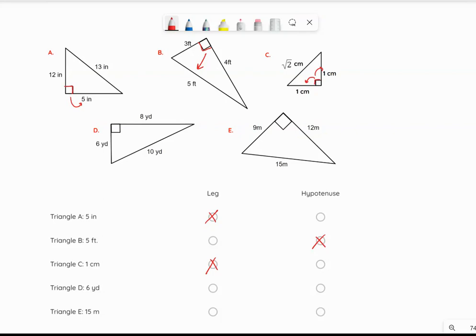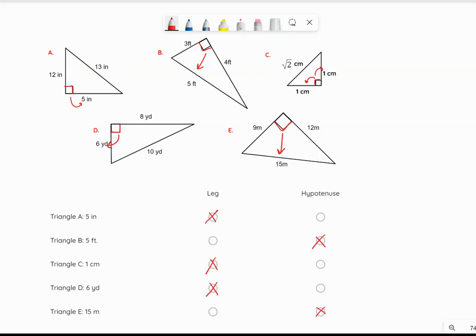In triangle D, our right angle is here in the upper left corner. We're looking at the 6-yard side, and that is connected to the right angle or adjacent to it. So that's going to be a leg. And then finally in triangle E, our right angle again is here at the top, and directly across from it is this 15 meters that we're interested in, so that represents a hypotenuse.